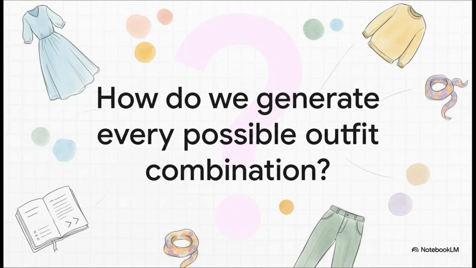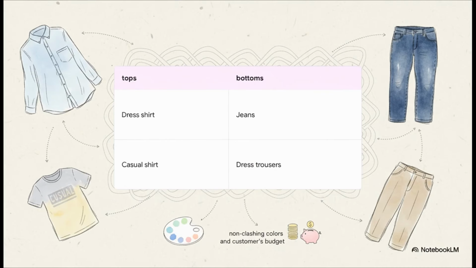So here's our first challenge. We've got a list of tops, we've got a list of bottoms. How do we efficiently generate every single possible pairing? Okay, here's our starting data. Super simple. A list called tops and a list called bottoms. As you can see, each item inside is just a map with a name. Our goal is to create every possible combination of one top and one bottom.